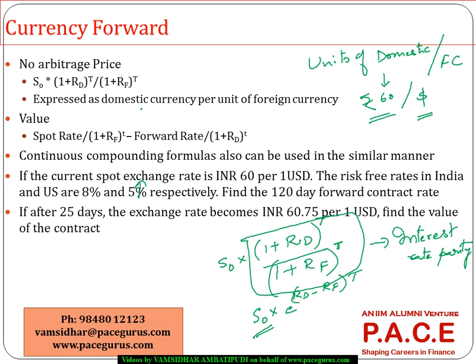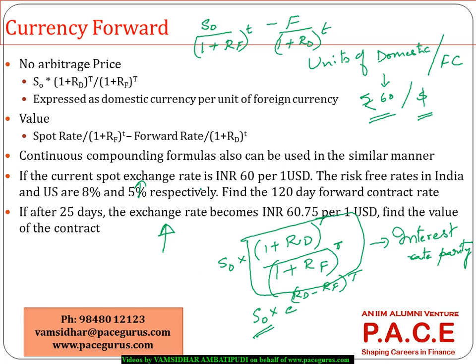The same way, if at all I have to do a value at certain point down the lane, you take the spot price, just like the example of a dividend, divided by (1 plus RF) to the power T, minus the forward rate divided by (1 plus RD) to the power T. The spot rate you discounted by the foreign currency rate or foreign country's risk-free rate of return, and the forward rate you discounted by domestic currency's risk-free rate of return to arrive at the forward value. So this is like this.